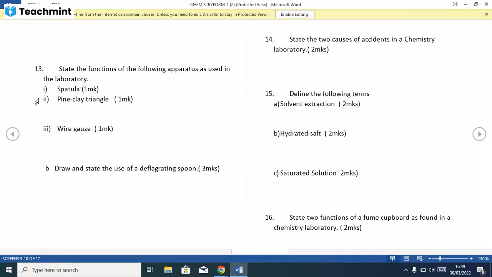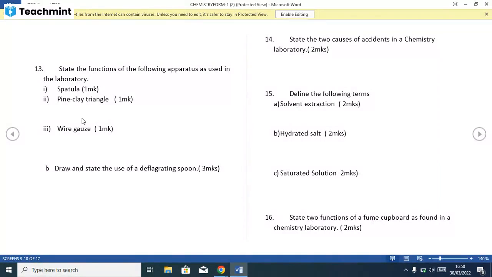Number 13. Say the functions of the following apparatus as used in the laboratory. It is used to do what? To scoop. Yes, to scoop solid. It is used to take solids like metals into a container.